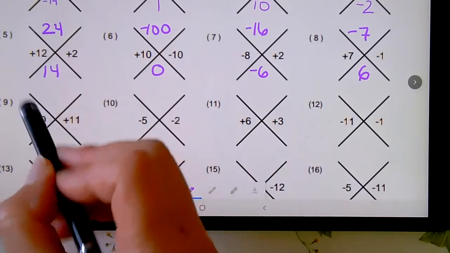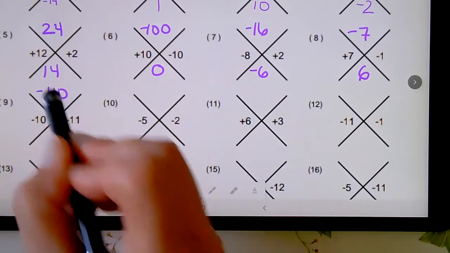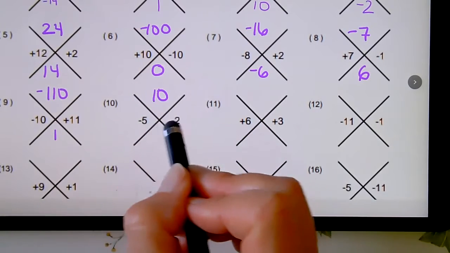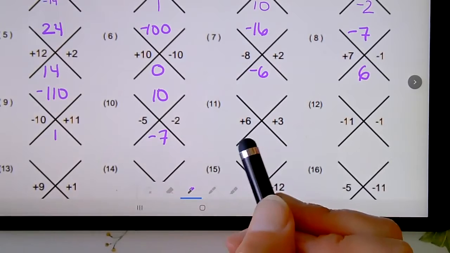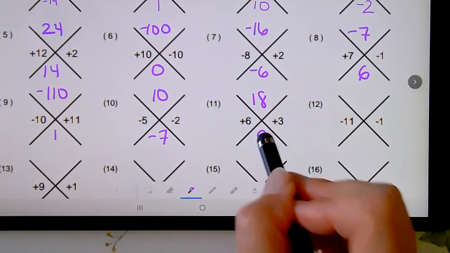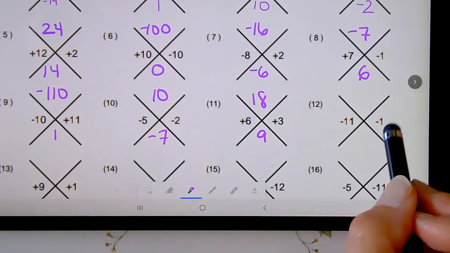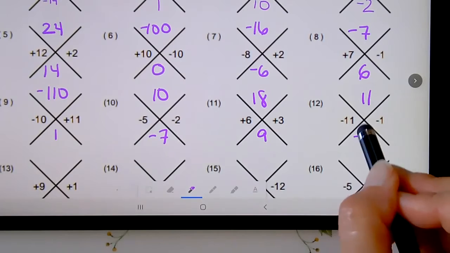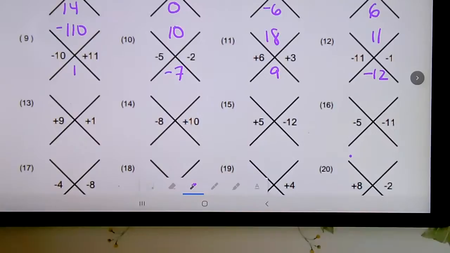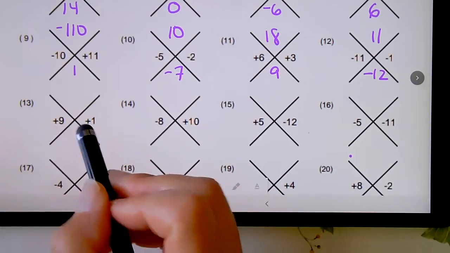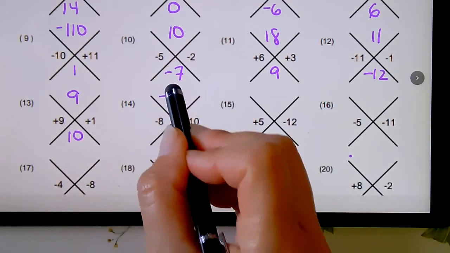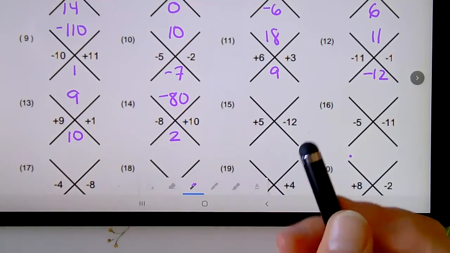On the next ones, negative 10 and 11 multiply to negative 110 and add to a positive 1. Negative 5 and negative 2 multiply to 10 and add to a negative 7. 6 and 3 multiply to 18 and add to 9. Negative 11 and negative 1 multiply to 11 and add to a negative 12. 9 and 1 multiply to 9 and add to 10. Negative 8 and 10 multiply to a negative 80 and add to 2.